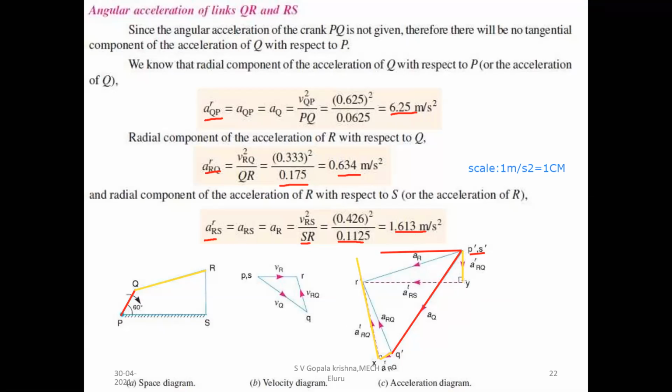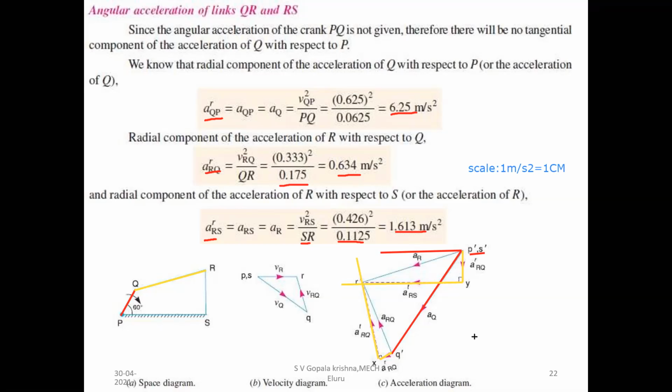Later, when we have finished the radial component, then we simply represent the tangential component. The tangential component is absolutely going to be perpendicular. So you just have to draw the perpendicular line.